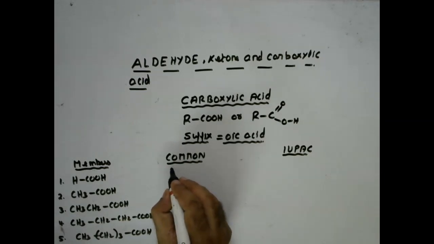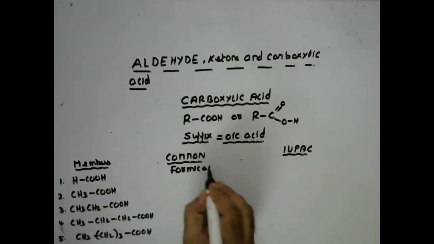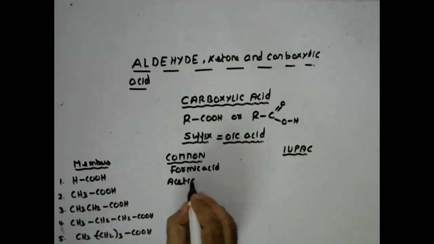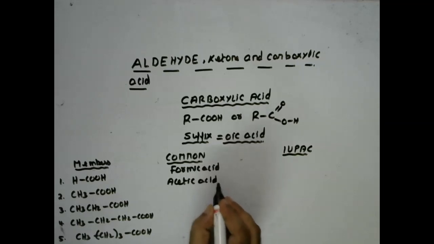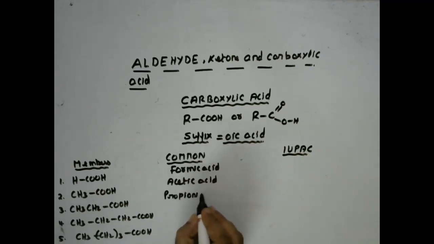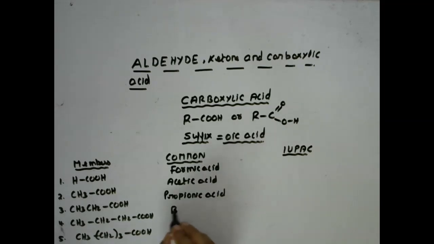The 1 carbon common name you know is called formic acid. That you learned in your 10th class. The 2 carbon acid is commonly called acetic acid. The 3 carbon acid is commonly called propionic acid. For 4 carbon, the common name is butyric acid. And the 5 carbon carboxylic acid is called valeric acid.